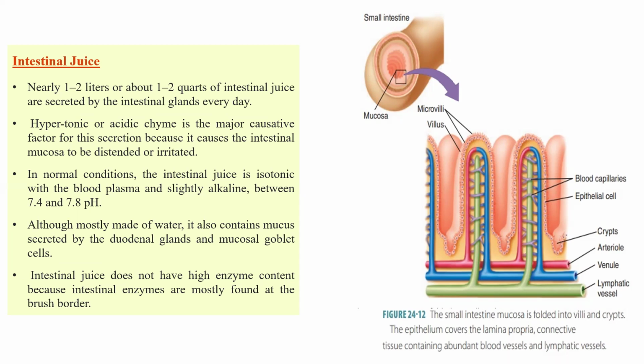Although intestinal juice is made up of water, it also contains mucus, which is secreted by duodenal glands and mucosal goblet cells. Intestinal juice does not have high enzyme content because intestinal enzymes are mostly found at the brush border. I will explain the brush border microvilli.